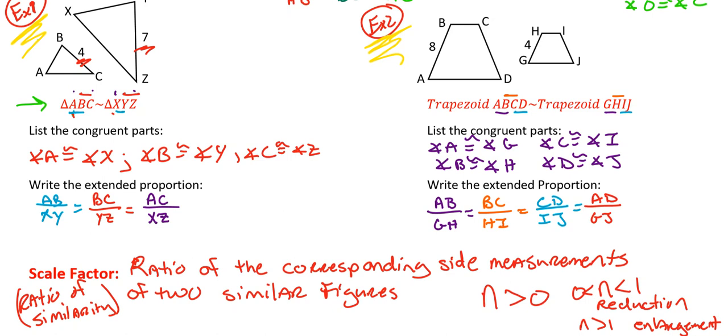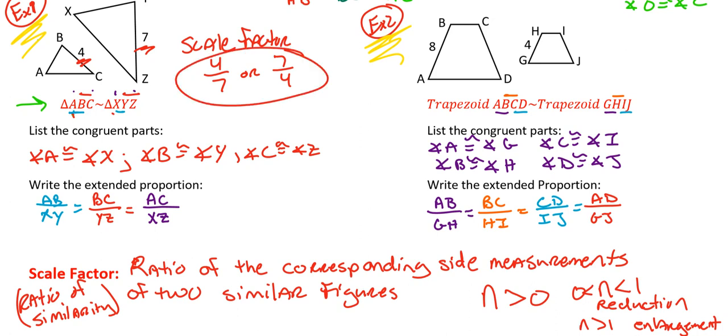But for this one, for example 1, it's not specifically asking you a direction. So technically for this scale factor, you could have written either 4/7 or 7/4, because there's no direction given. Like if I specifically said, what's the scale factor from triangle ABC to XYZ, then you would say 4/7. But if there's no direction written, you could put either one. So there would be no right or wrong for this right now.